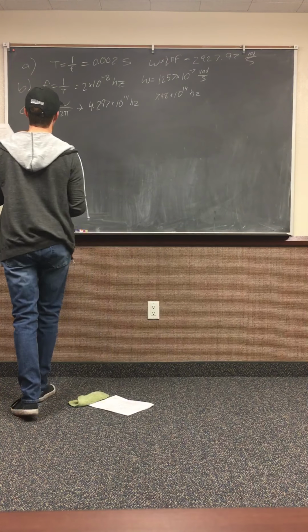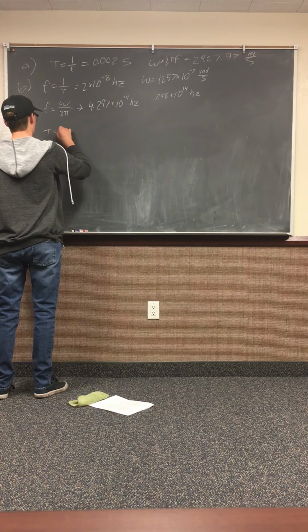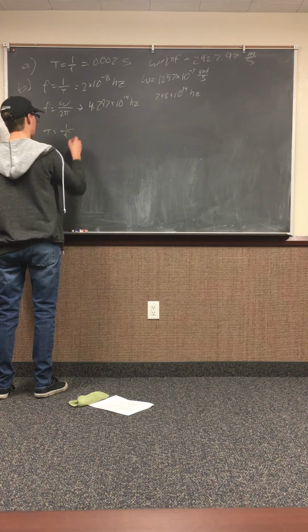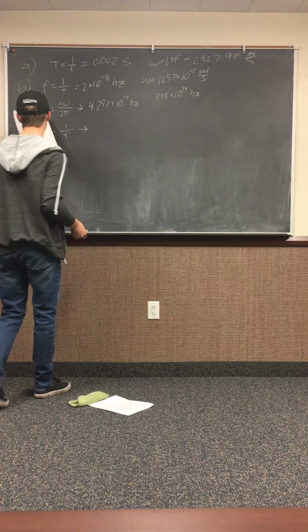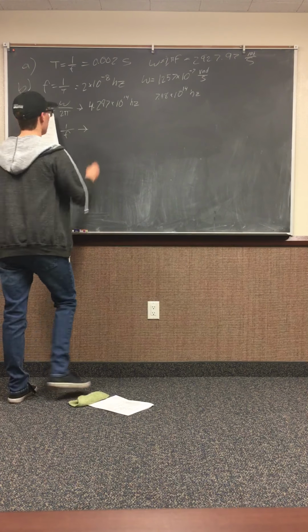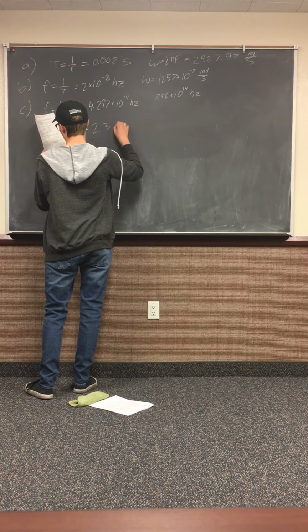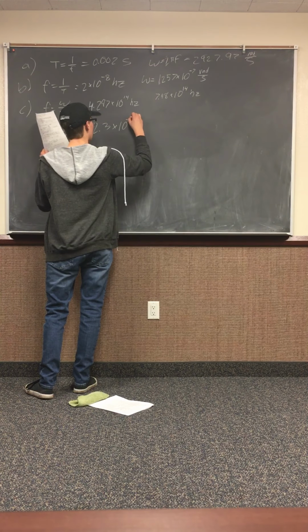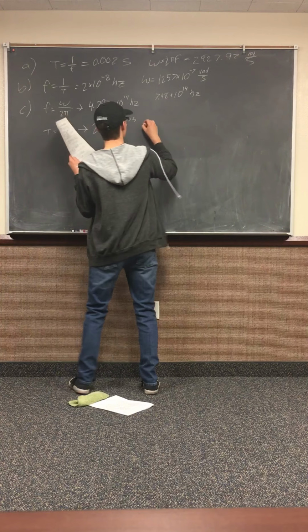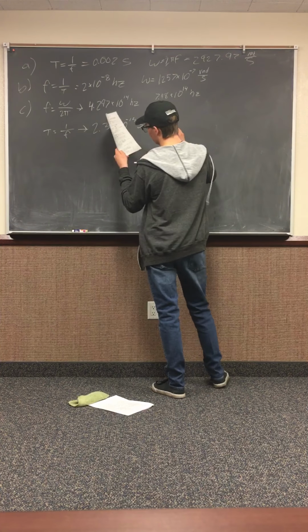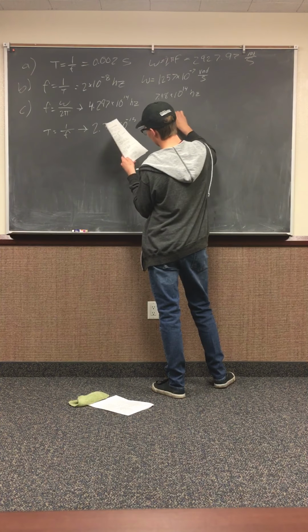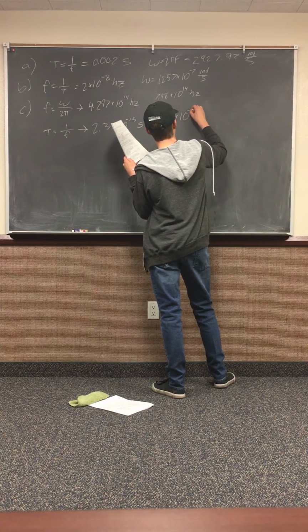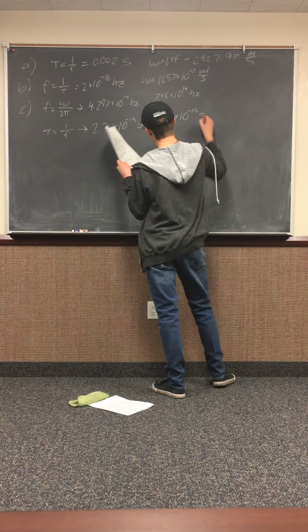And then our period is 1 over the frequency. So our period is going to be from 2.3 times 10 to the negative 15 seconds, and that goes to 1.3 times 10 to the negative 15 seconds.